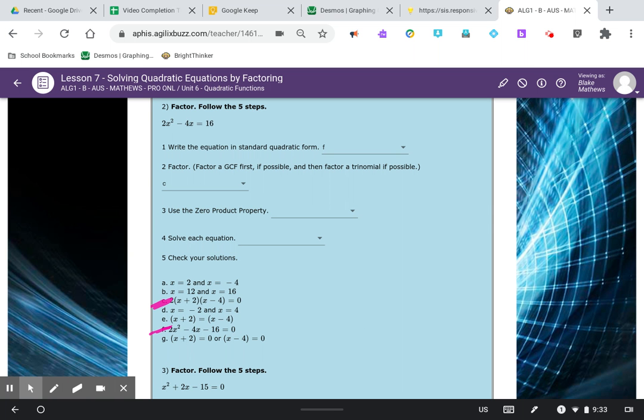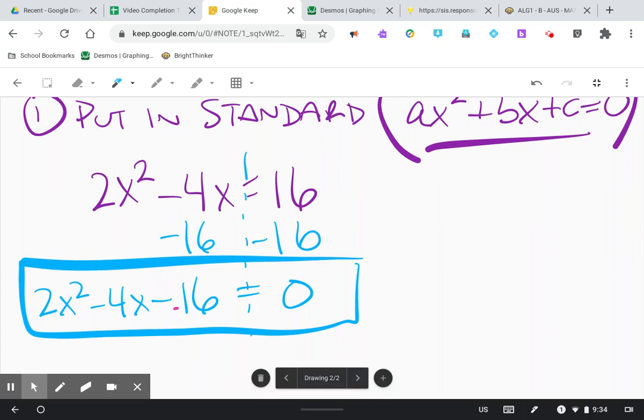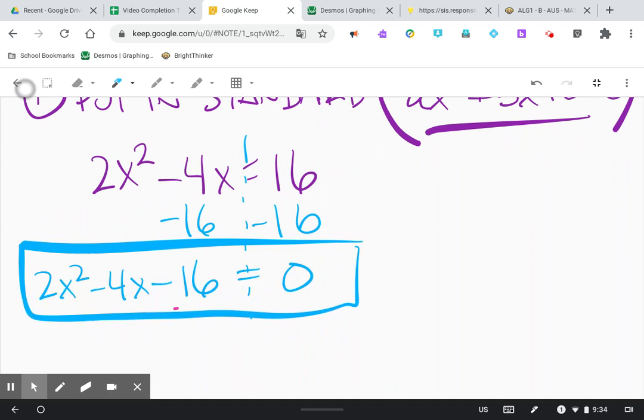Then it says use the zero product property. Well, zero product property is where we take a factored thing like what we have in C and we split it up into individual examples like we did in our previous drawing.